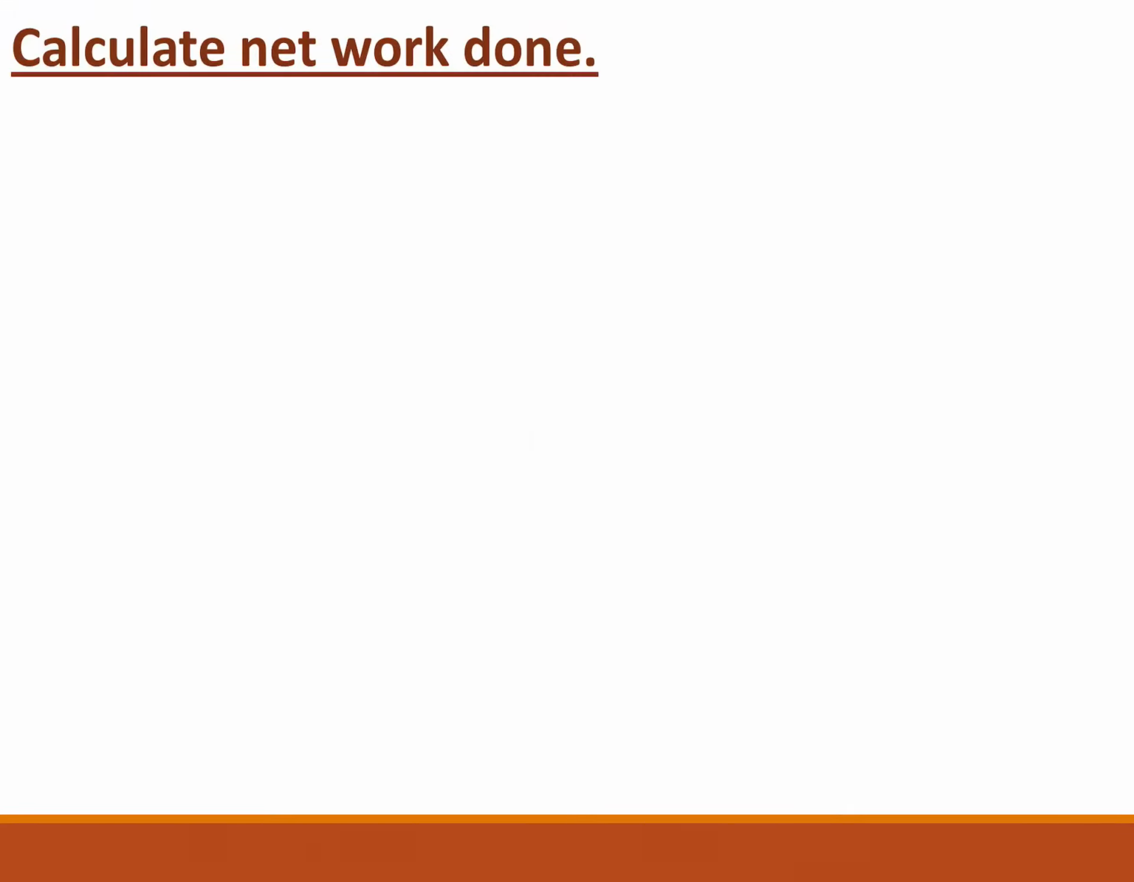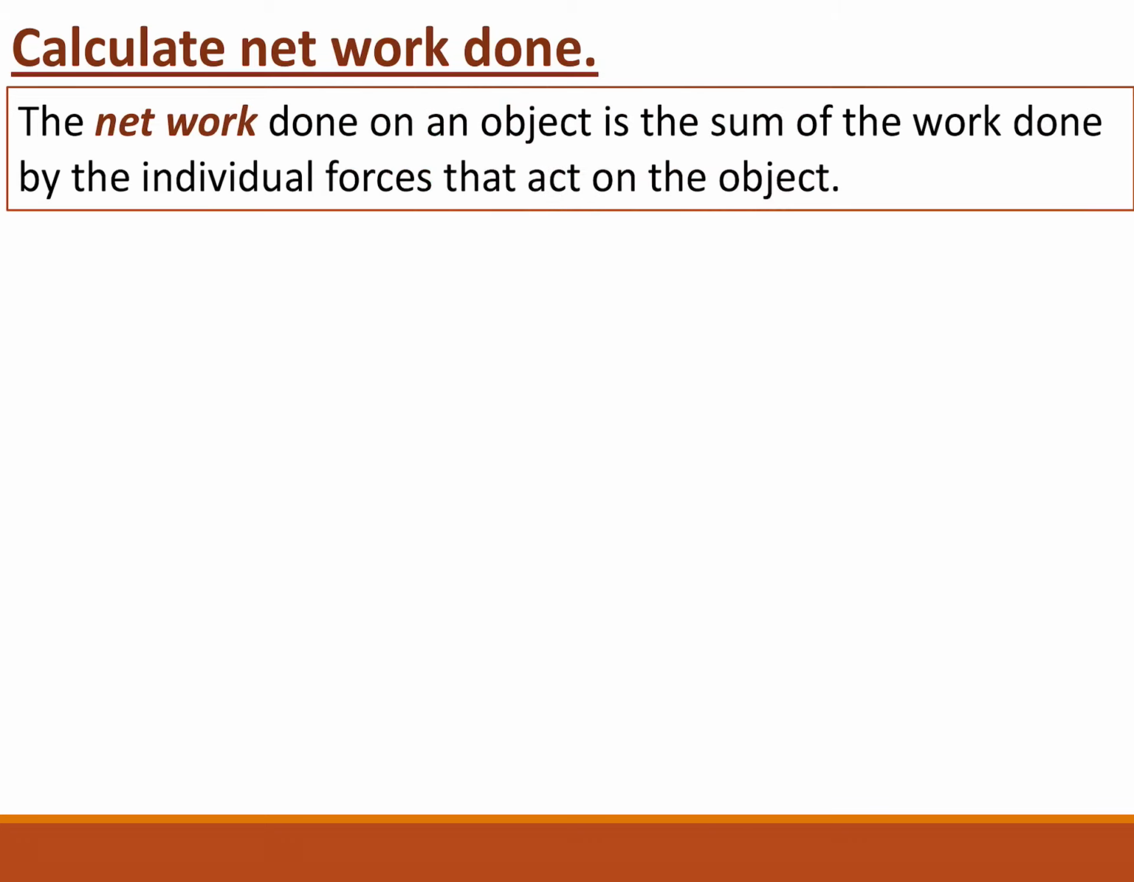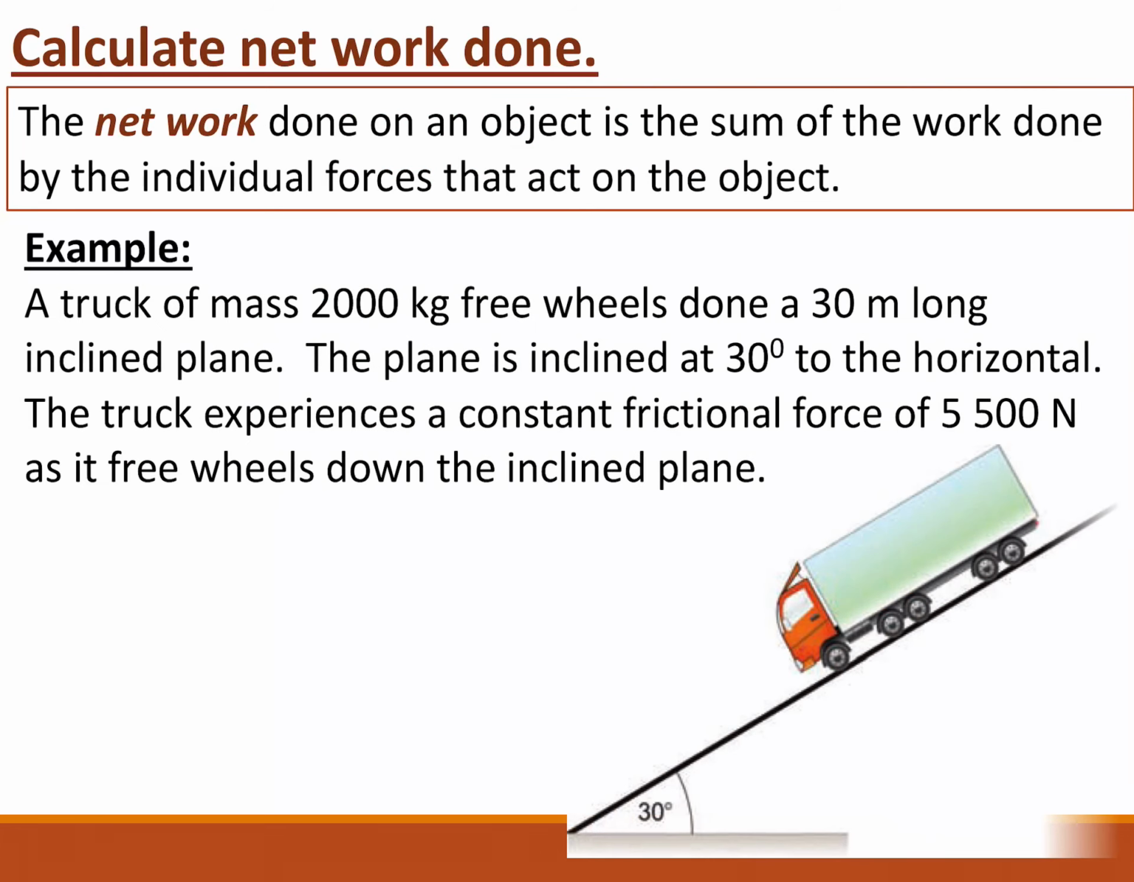When we calculate net work done, the net work is the sum of all the work done by the individual forces on the object. There are 2 ways we can do this. My preference is the second, but it really is up to you. Best way to do this is an example.